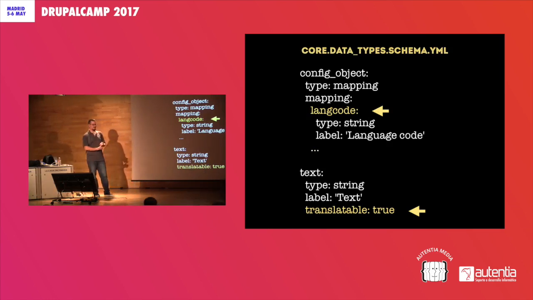In Drupal 8, we have data types and we have schemas. So we have to define how our configuration looks, the structure of this configuration. And you have typed data. So you can say that some string is a text, and this will mean that it's translatable. And you have your langcode, so the language of your configuration is saved with your configuration.